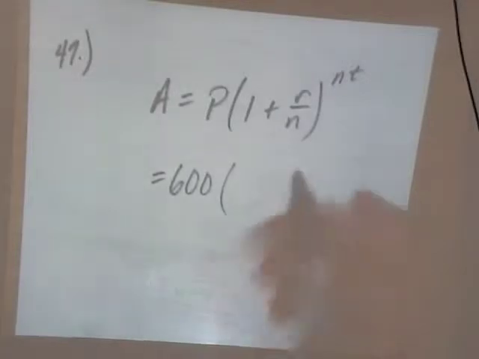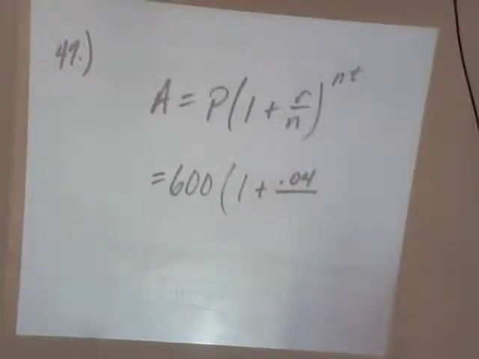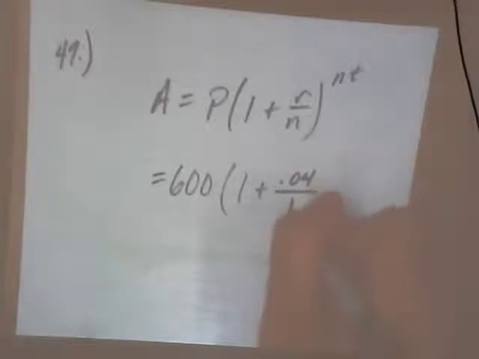What about 4%? That's our rate, right? Yeah. But we've got to turn it into a decimal, so it'll be 0.04. What is N? Oh, it's how often it's compounded, right? It's how many times a year it is compounded. It's compounded annually, so N in this case is going to be 1.